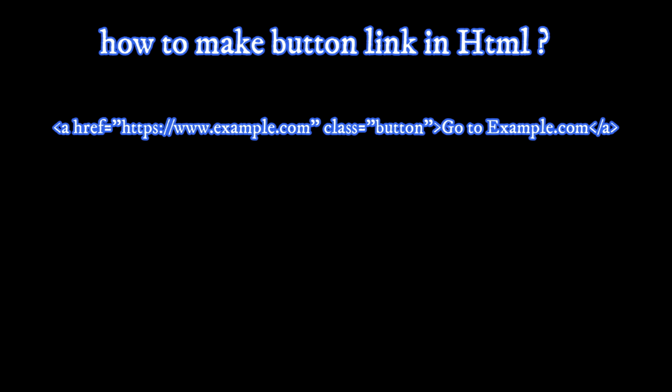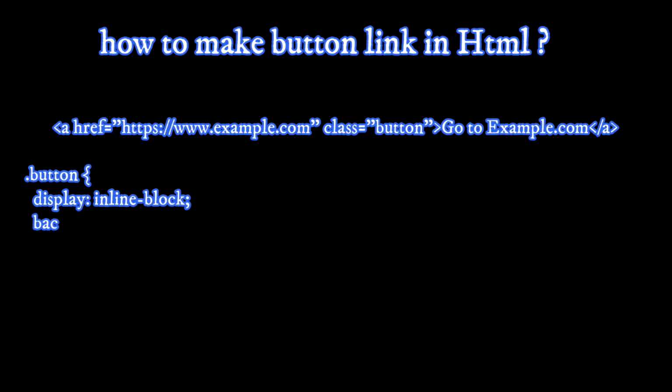In this example, replace https://www.example.com with the URL of the page or website you want to link to. The href attribute specifies the URL of the link. To style the button, you can define a CSS class for the a tag and add CSS properties to make it look like a button. Here's an example of how to define a button class in CSS.